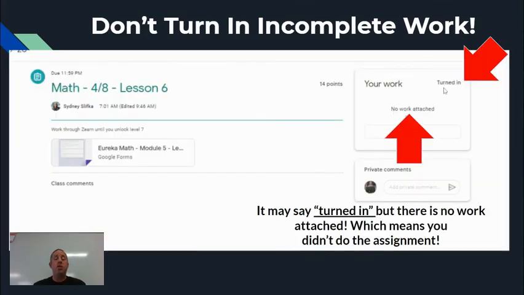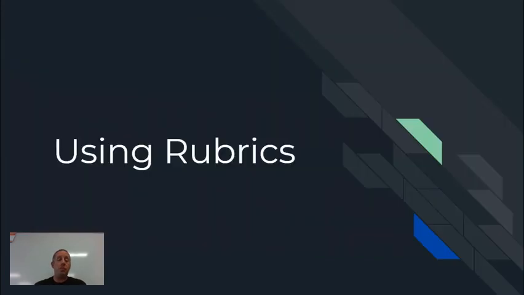You can also check at the top under Your Work. It will say, in this case, no work attached, but they turned it in because they wanted their parents to see it was turned in. We will return this to students for them to complete it once. If they turn it in again, we will give them a 0 for that assignment because there's no work to grade.